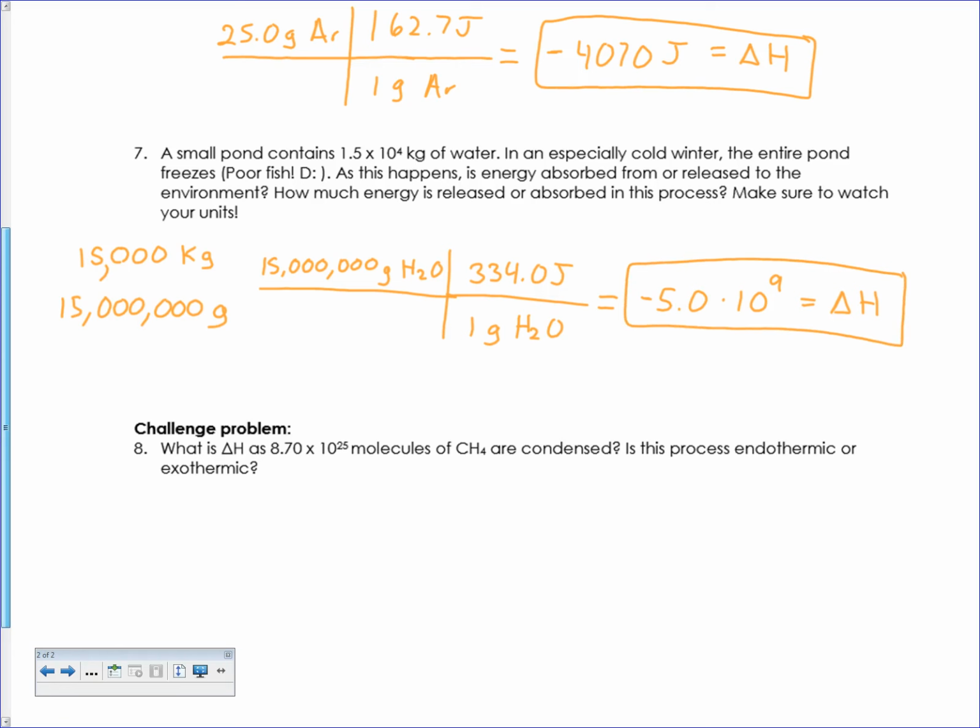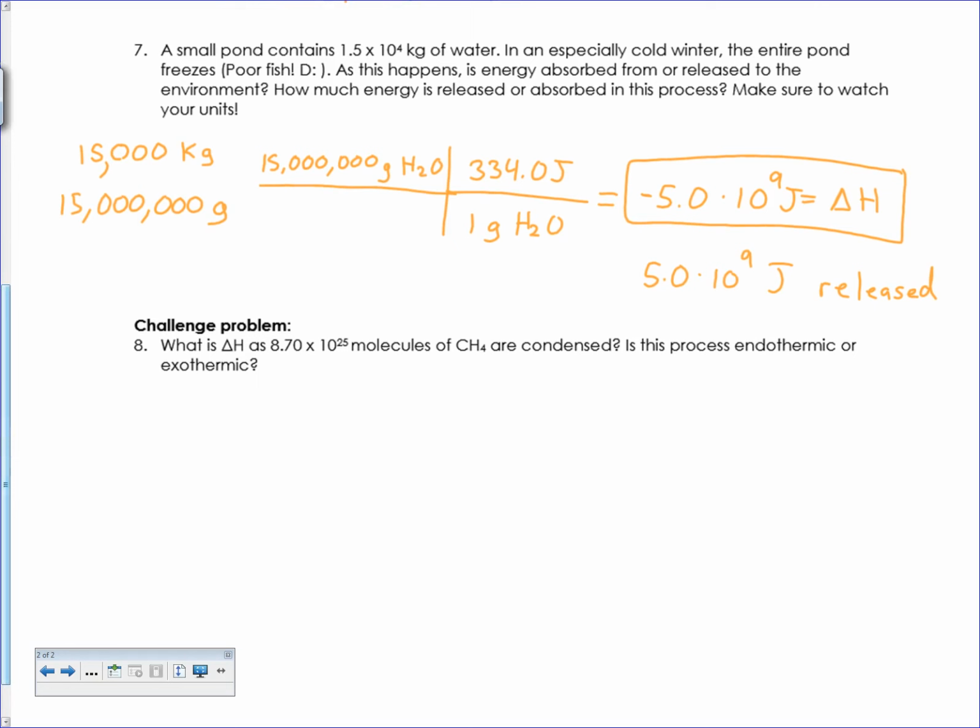And that means then that we get 5.0 times 10 to the 9th. Oops, this should say joules. Joules released because it's exothermic. Okay. So you might actually wonder in this last one where that negative sign went between the top answer and the bottom answer. The negative means released. It means exothermic. So the released is the same thing as saying that negative there.